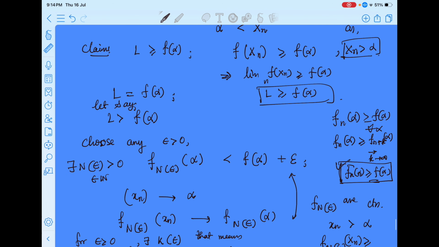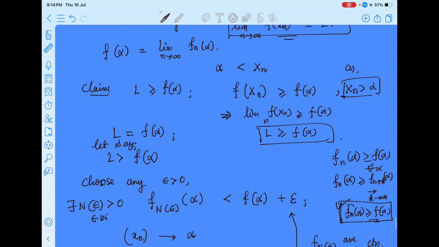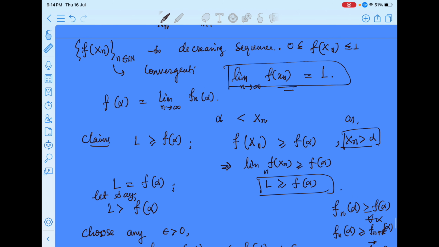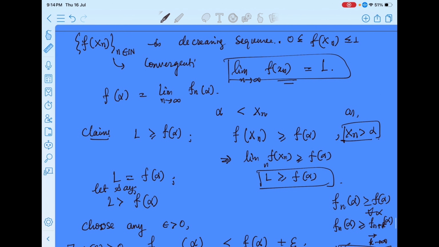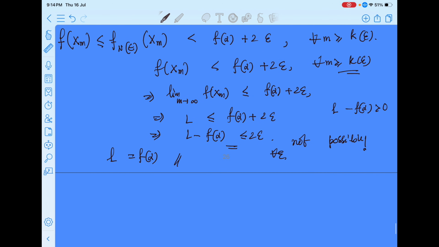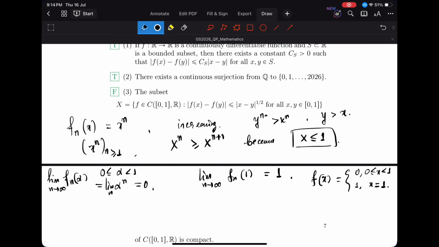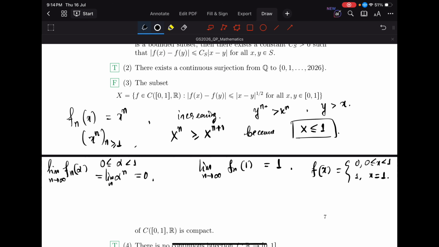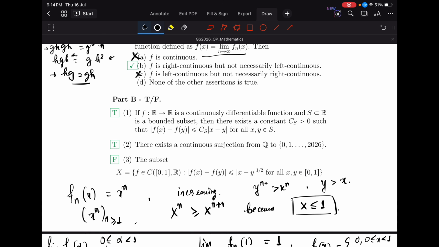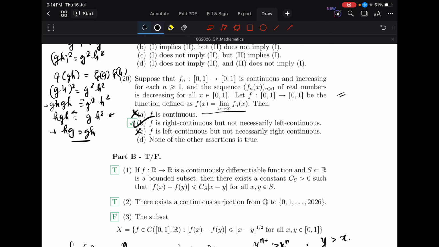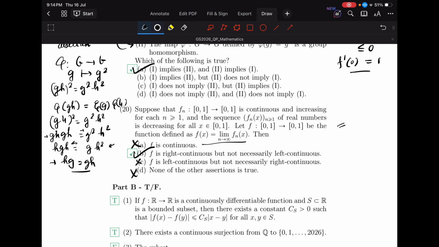So L equals f of alpha, so f is right continuous. But we produced an example which fails to be left continuous. So this option is correct and this one is wrong. This is done.